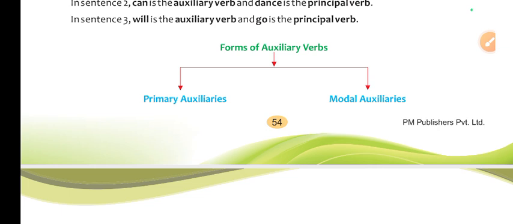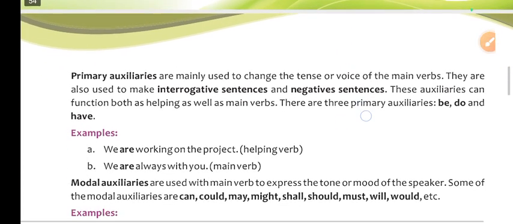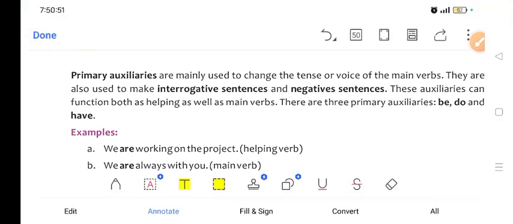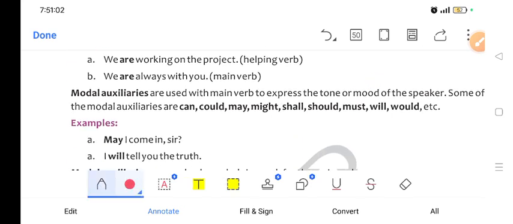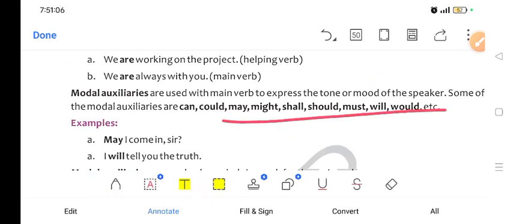Now there are forms of auxiliary verb. So there are two types of auxiliary verb. The first one is primary auxiliary verb and the second is modal auxiliary verb. So what are primary auxiliary verbs? Like is, am, are, okay, and these are called primary auxiliary verbs. And modal auxiliary verbs like can, could, may, might, shall, should, must, will, would, etc.